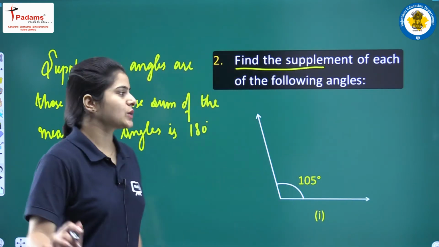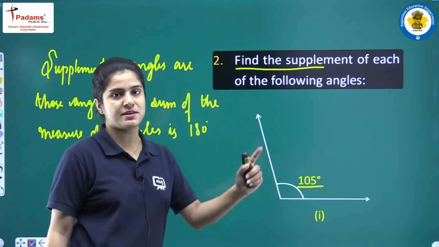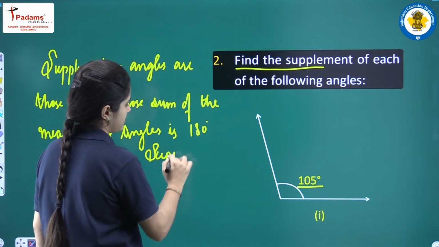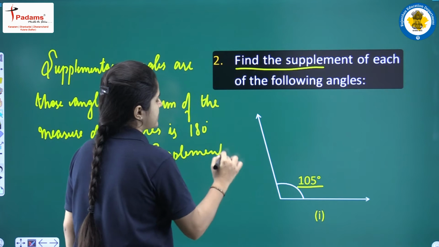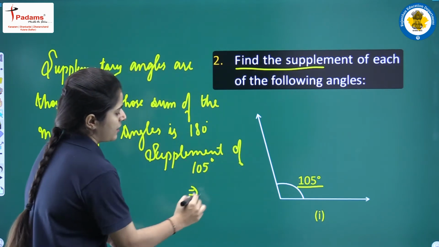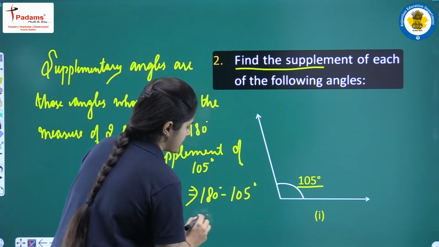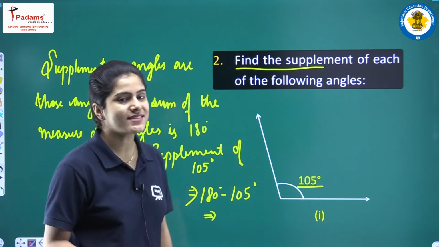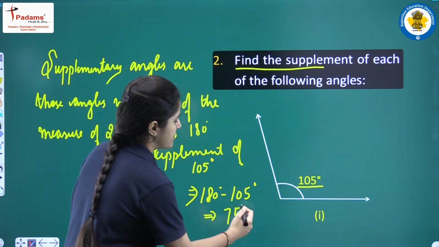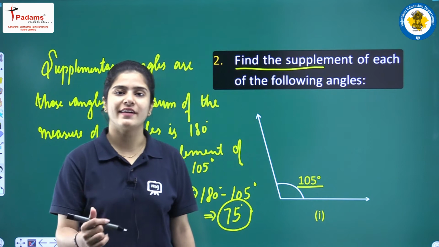Okay students, now this is the 105 degree angle and we have to find out the supplementary angle of this angle. So the supplement of 105 is equal to 180 degree minus 105 degree. What is the answer, students? Your answer is 75 degree. So 75 degree is the supplement of the angle 105 degree.